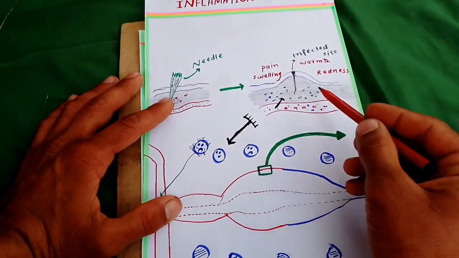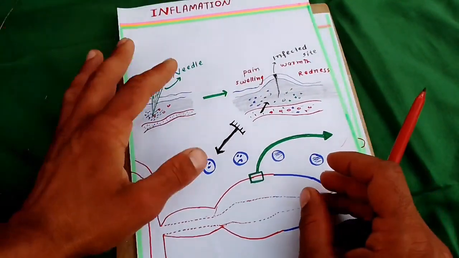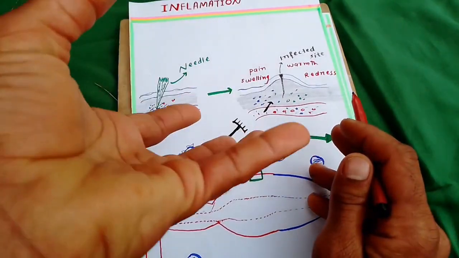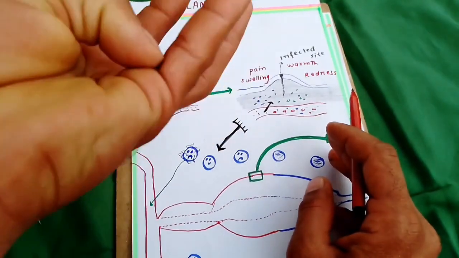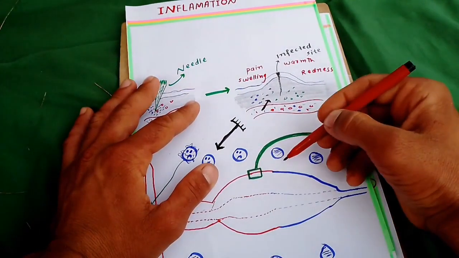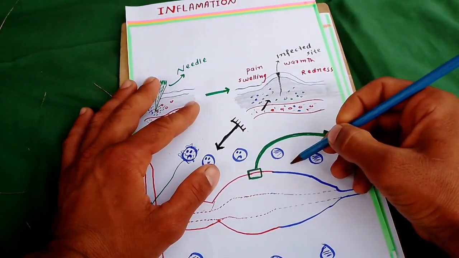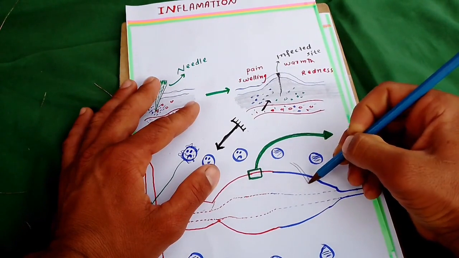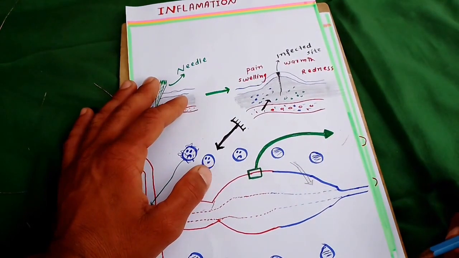Here this is the tissue space. There the bacteria die out, and normal body cells also die out. So pus forms. What is pus? Pus is the dead macrophages, dead neutrophils, dead eosinophils, basophils, and dead body cells. How is this pus removed from this area? This pus goes again to the blood vessel and is removed from this area.